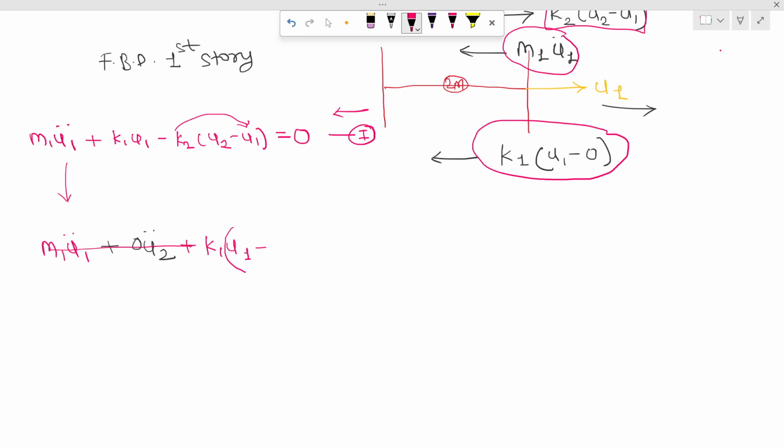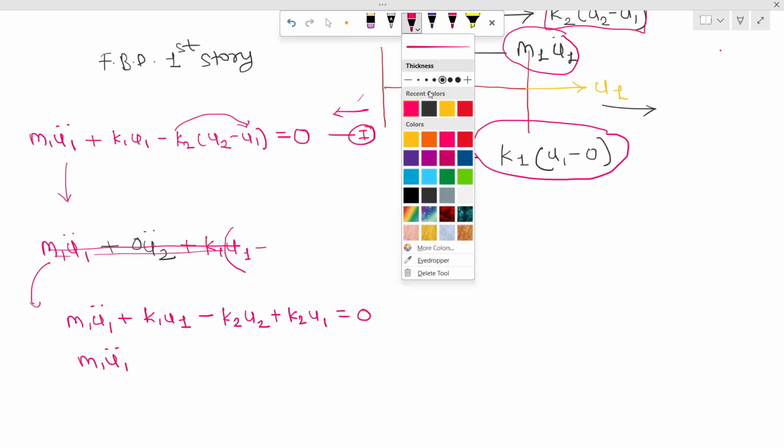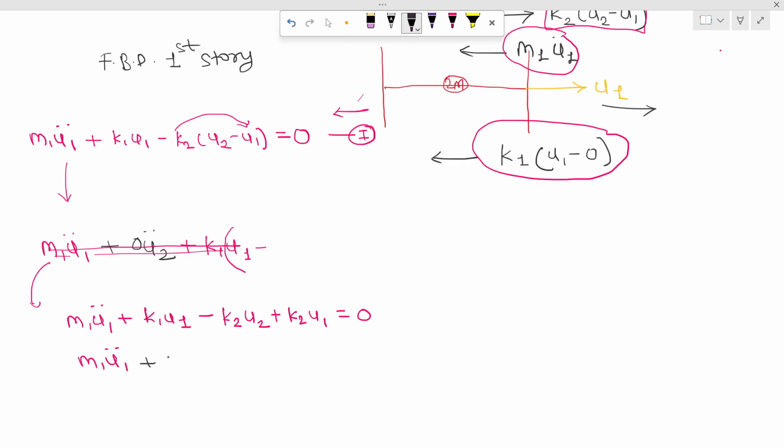just a minute, I will rewrite once again. So as you can see, M1 U1 double dot plus K1 U1 minus K2 U2 plus K2 U1 equal to 0. Now I will write in this form. So M1 U1 double dot. As I told you, there is no U2 double dot term, so I can write plus 0 U2 double dot.